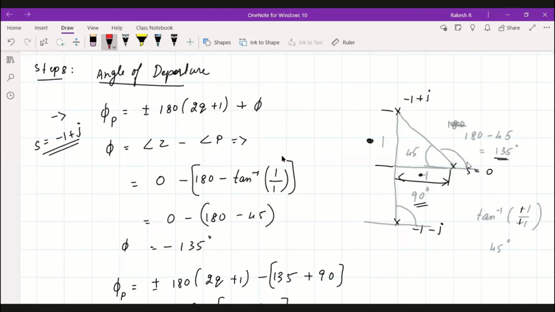315 degree means minus 45, sir, that is minus 360. That is minus 45 only, right? Yeah, that means if you take any other term apart from 0, you will get the same thing. Minus 45 will be there.